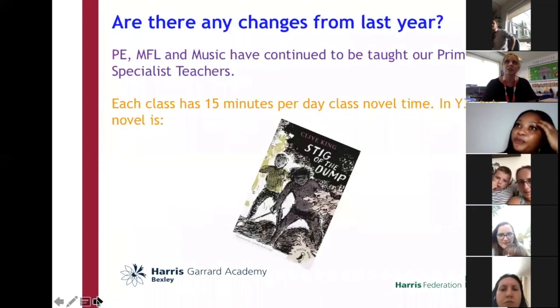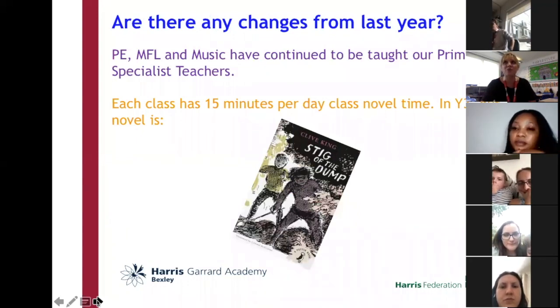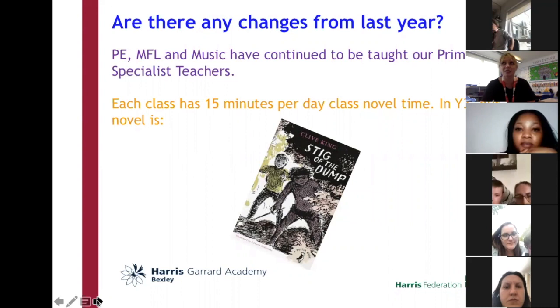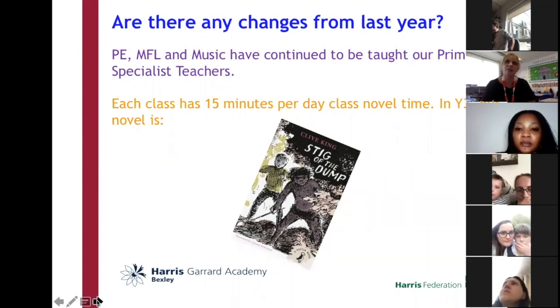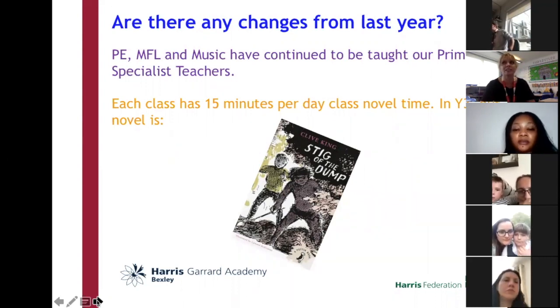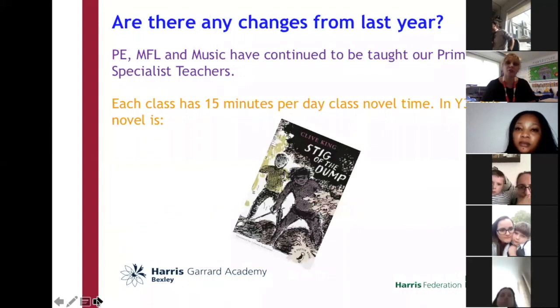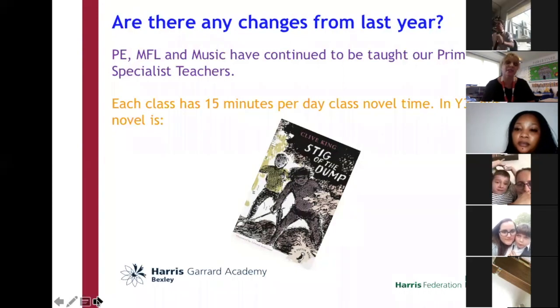So from last year, we now have PE, music, Spanish and music that will be taught by our primary specialist teachers. We also have a class novel. At the moment, we're reading Stig of the Dump. Children have already shown themselves to be really engaged and keen to find out what happens in this. So we have this time for 15 minutes per day.